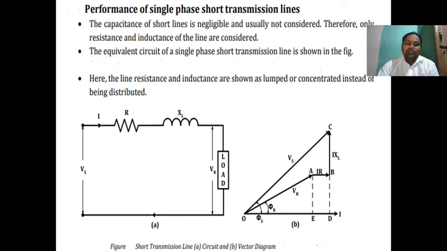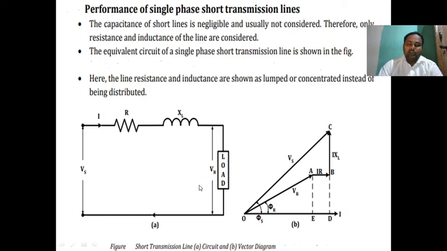But in the case of medium and long transmission lines, there is a capacitance, so the sending end current is not equal to the receiving end current. But in a short transmission line, please observe carefully, the sending end current is equal to the receiving end current because there is no deviation. This is the current flowing from the sending end to the receiving end. We have a resistance element, an inductive reactance element, one load connected, and the sending end voltage and receiving end voltage.